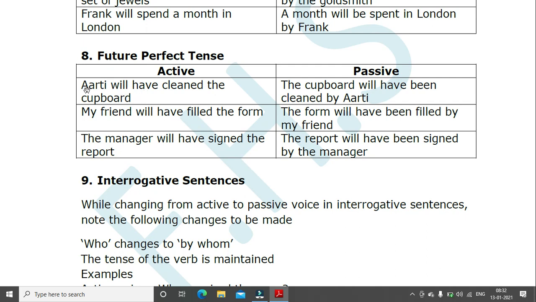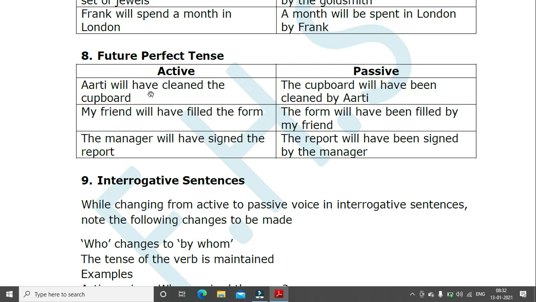My friend will have filled the form. So what do you start with? The form will have been filled. Will have been, just add been over here. Okay, by my friend. See, this is very easy. You just have to do will have been cleaned, will have been filled, will have been signed. Okay, the report will have been signed by the manager.